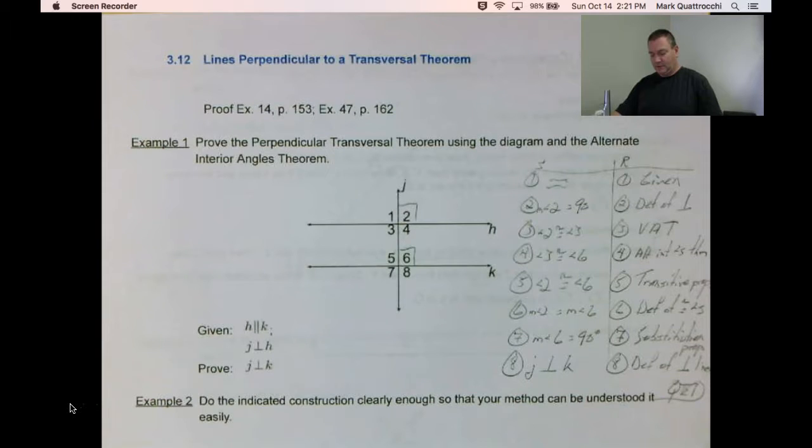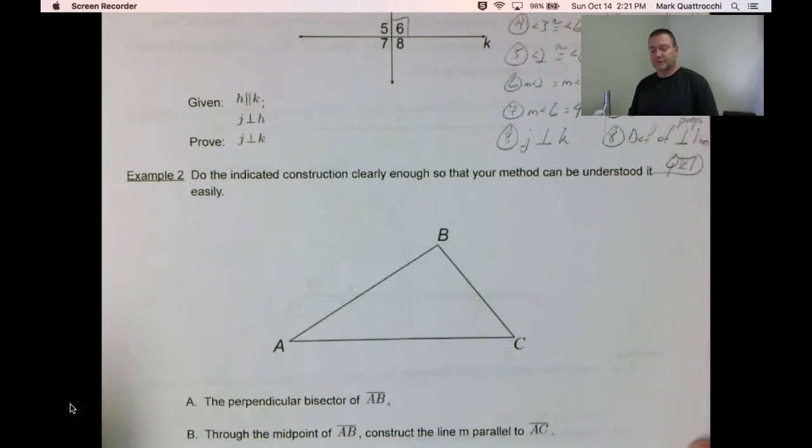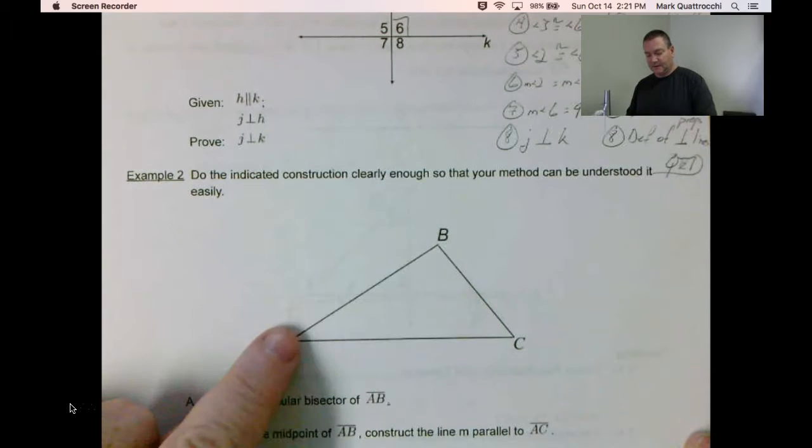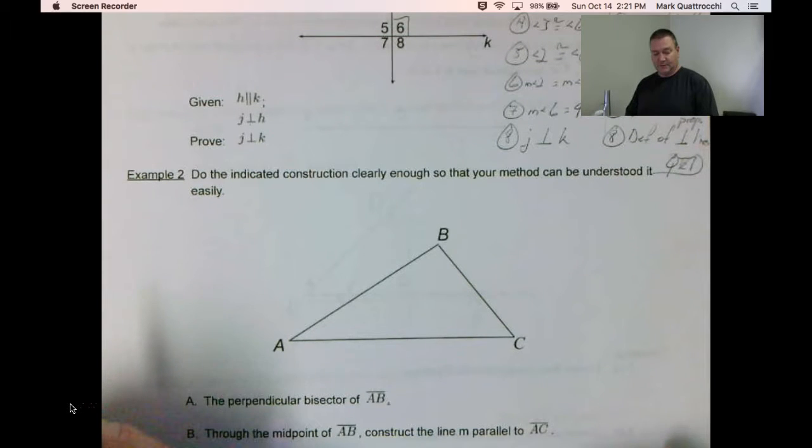Okay, do the indicated construction clearly enough so that your method can be understood. In other words, we want to be able to see all the arcs and tick marks that are needed in order to do these constructions. So we're going to start off by doing the perpendicular bisector of segment AB. I'm going to switch to a pen here, so hopefully I don't make any mistakes when I do this.